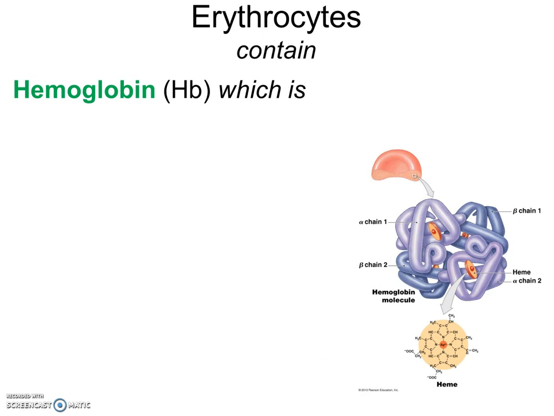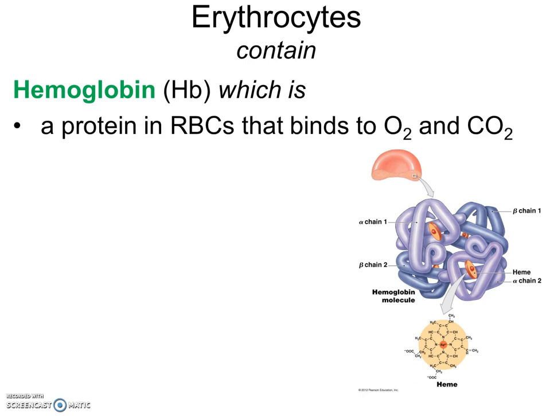Hemoglobin is by far the most common component of a red blood cell. It's a protein that's inside the red blood cell, and its job is to bind to oxygen and carbon dioxide. So when we say red blood cells, one of their roles is to carry the oxygen. The reason why it can carry the oxygen is because it has this hemoglobin protein which physically binds to the oxygen.